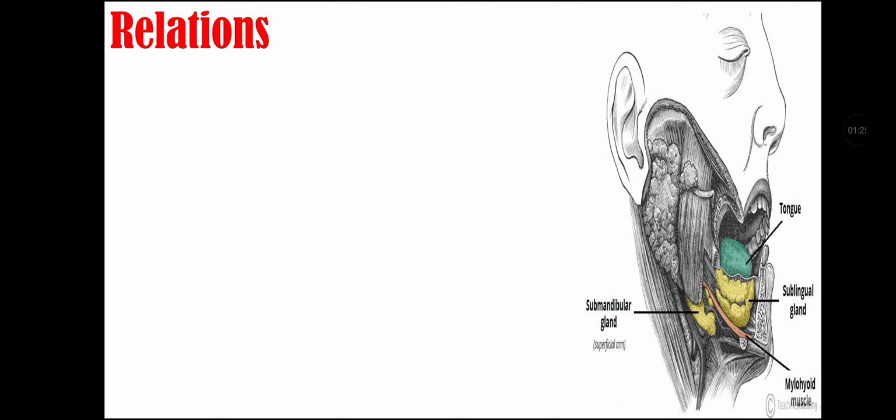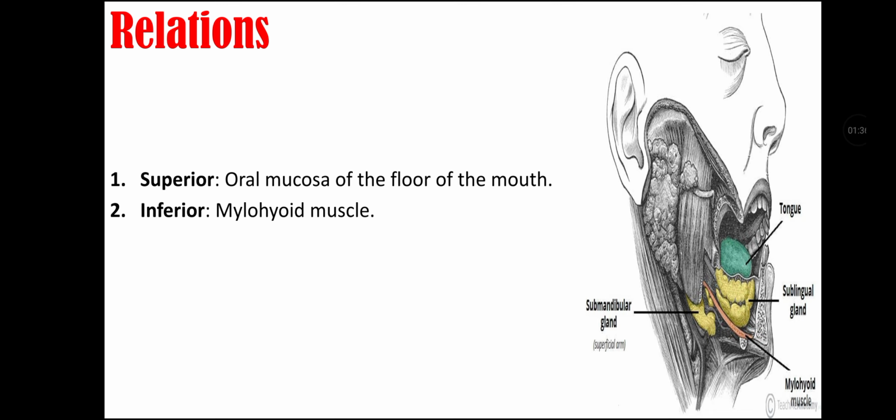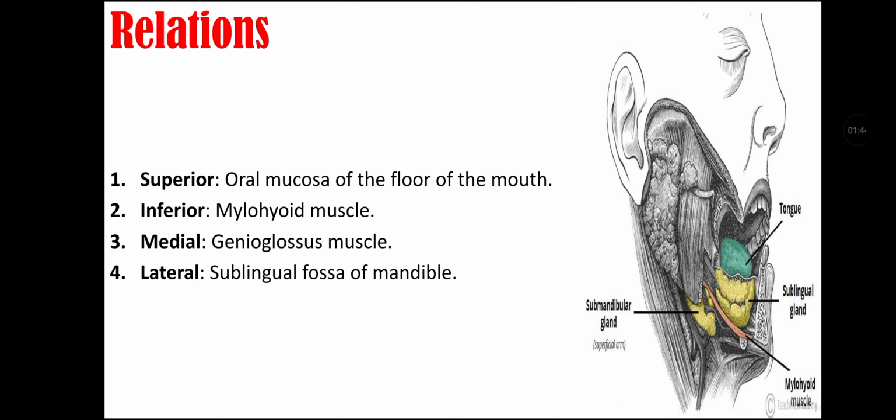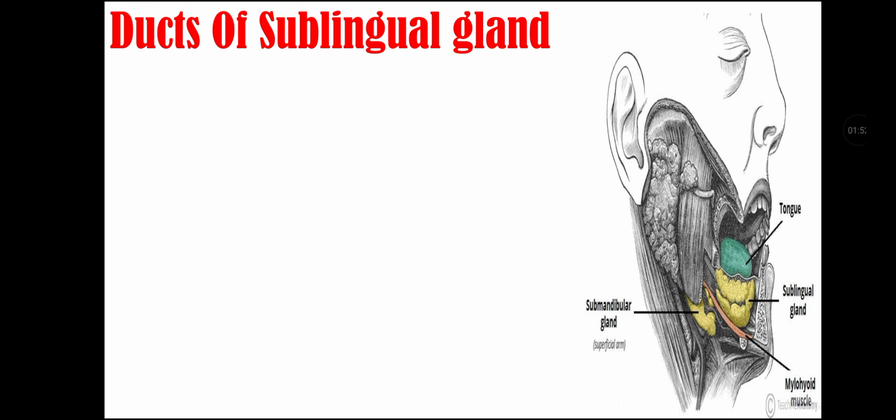Talking about relations of sublingual salivary gland, superior to the sublingual salivary gland is oral mucosa of the floor of the mouth. Inferior to the sublingual salivary gland is mylohyoid muscle. Medial to it is genioglossus muscle, and lateral to it is sublingual fossa of mandible. And posterior to it is the deep part of submandibular gland.